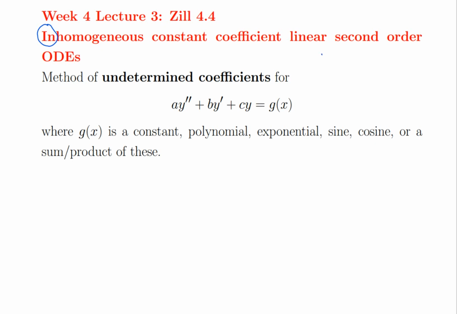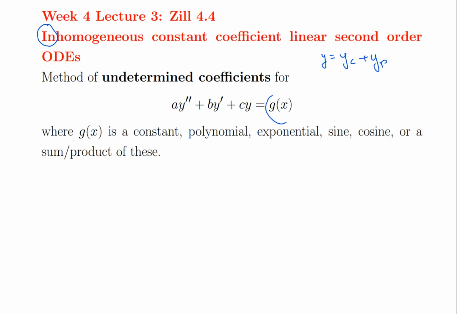We know that the general solution is going to look like the complementary solution, which is the general solution to the homogeneous problem, plus the particular solution. So that means we just need to find one solution to this equation. And the method of undetermined coefficients is the following.